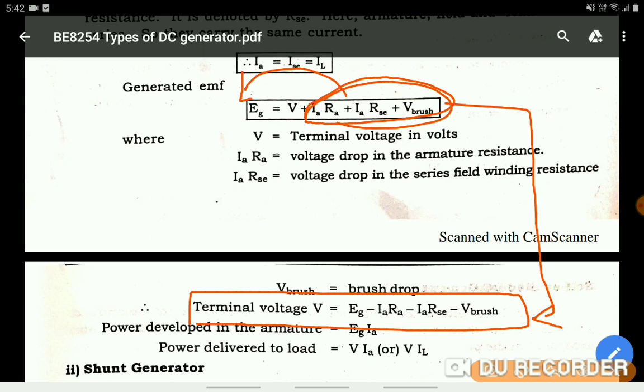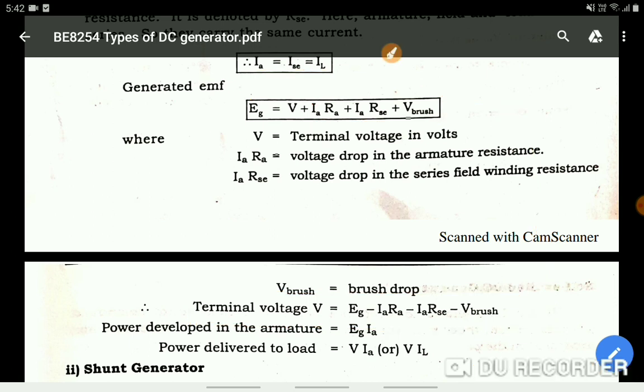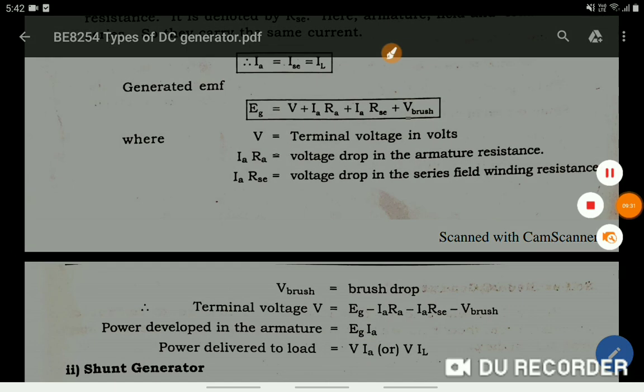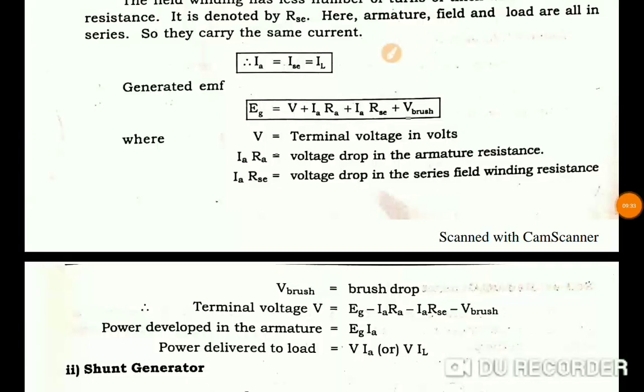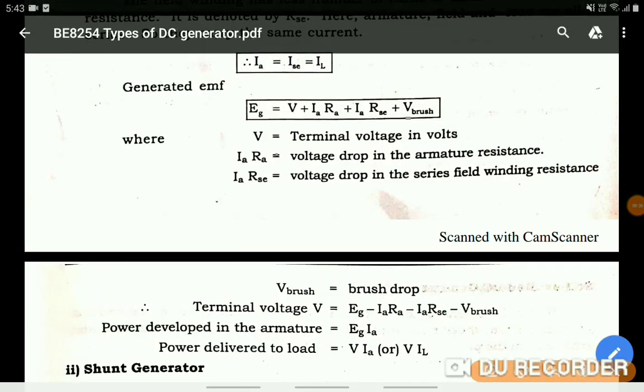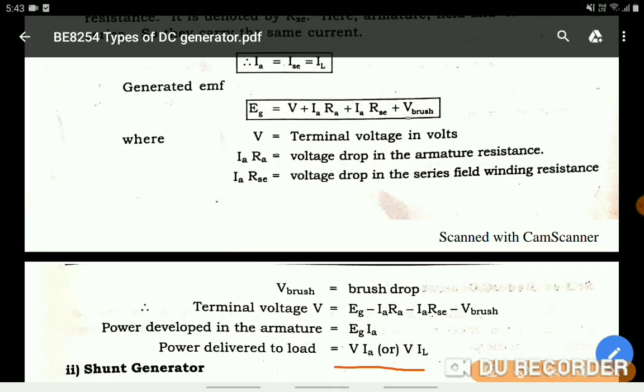Then the power developed in the armature is EG IA. The power delivered to the load is V into IA or V into IL. Why are we writing the power delivered to the load as VIA or VIL? Because IA and IL are both the same.